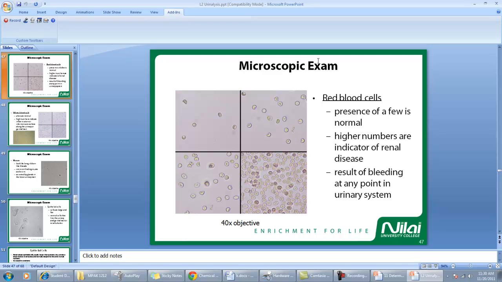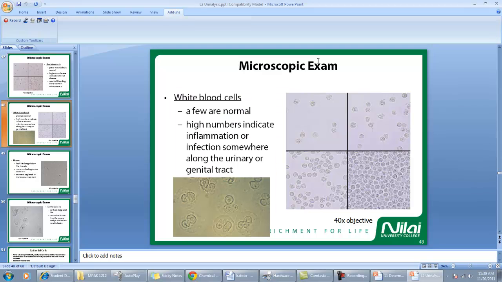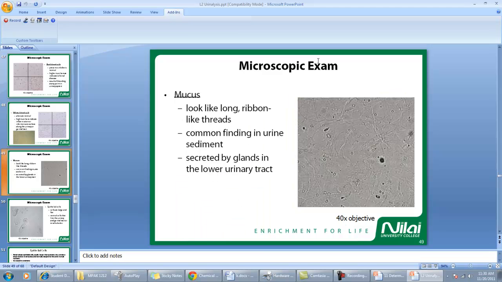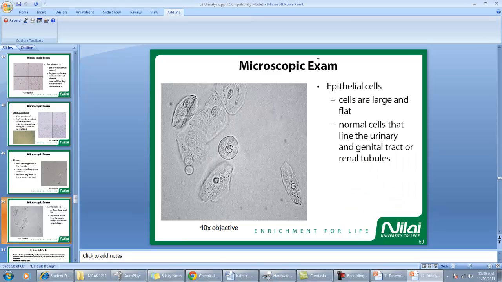In the microscopic exam, the presence of a few RBCs is normal. Higher numbers are an indicator of renal disease or bleeding at some point in the urinary system. WBCs are also few when normal, and higher numbers may indicate inflammation or infection somewhere around the urinary or genital tract. Mucus looks like long, ribbon-like threads and is a normal finding in urine sediment, secreted by glands in the lower urinary tract.